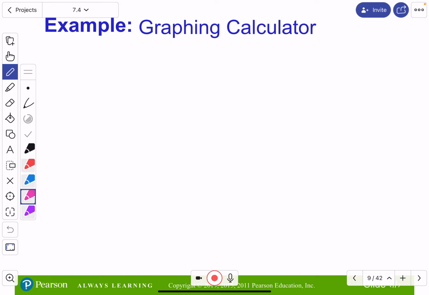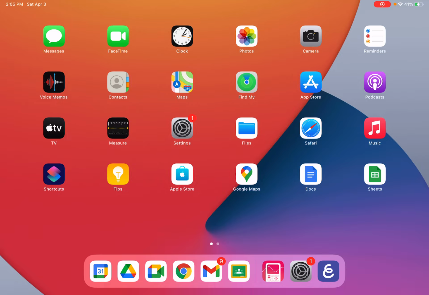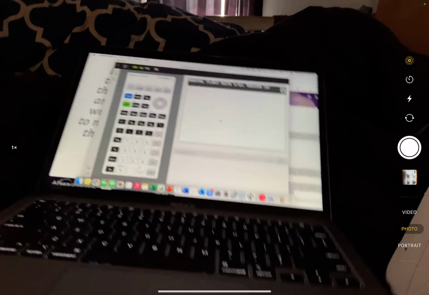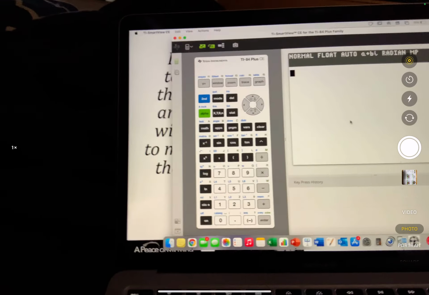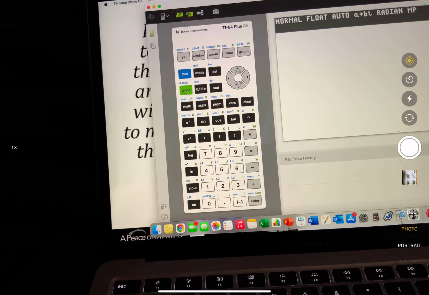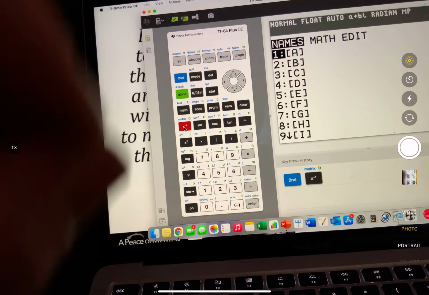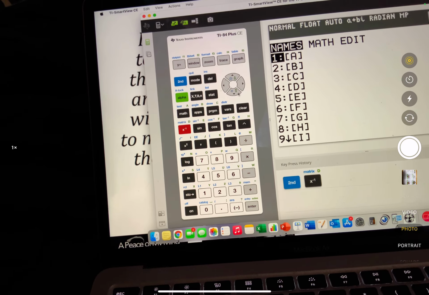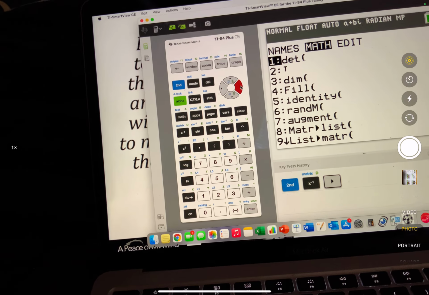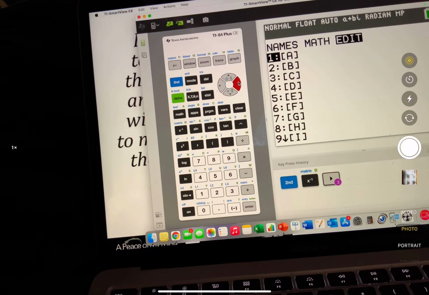Your graphing calculator, if you have one, will let you do matrices. So if I can get it to work, look at my graphing calculator here. If you're trying to add a matrix, there's a button over here. This inverse button says matrix above it. So if you hit second, X inverse, it brings it up. The names column is how you use the matrices. Math are different operations you can do on it. And edit is how you create a matrix.